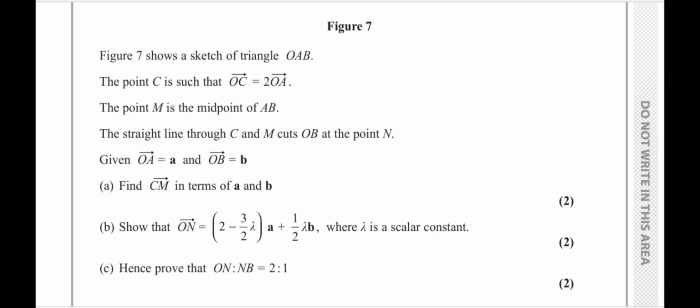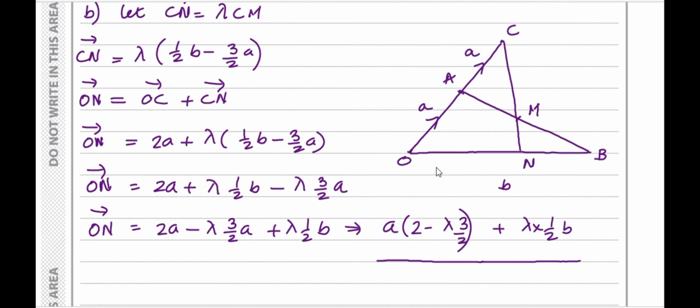Part C. Hence prove that ON to NB is 2:1. So we need to find the ratio of ON to NB and show that it is 2:1. So let's call vector ON a part of OB. How do we write that? Let vector ON be another constant, let's call it mu times OB, where mu is a fraction.